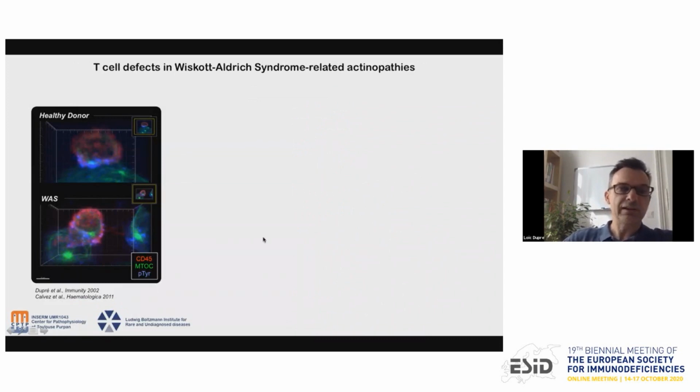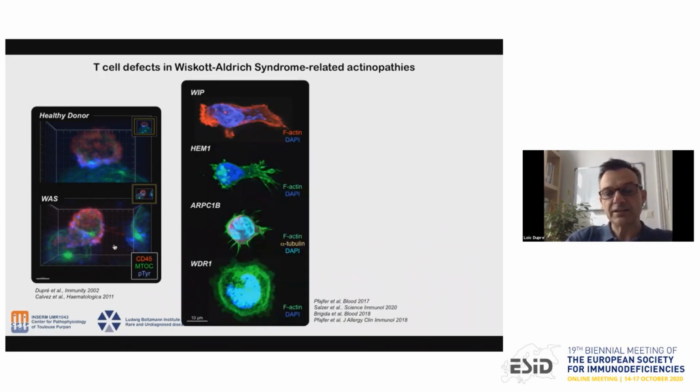So our contribution to the field has mostly started by the study of T lymphocytes from Wiskott-Aldrich syndrome patients. And we've been characterizing initially a defect in the organization of the immunological synapse, a defect in stability of the synapse that was associated with erratic signaling. And more recently, through multiple collaborations, we've been gaining access to deficiencies in additional actin regulators, some of which being much related to the Wiskott-Aldrich syndrome protein, including WIP, HEM1, ARPC1B.